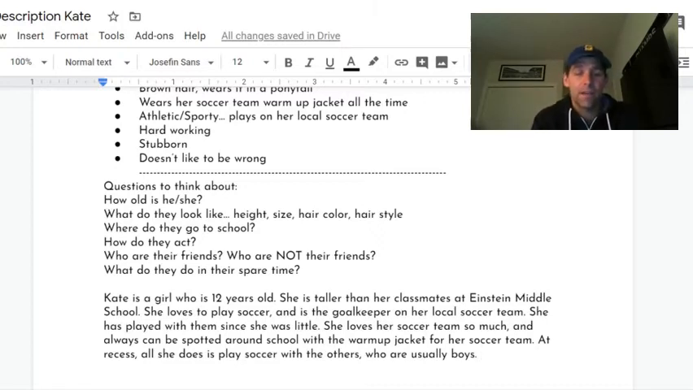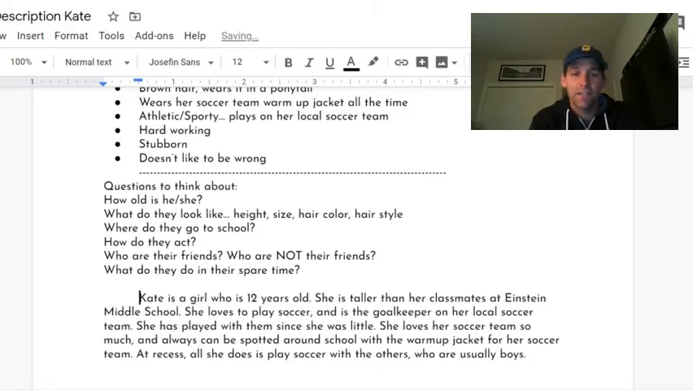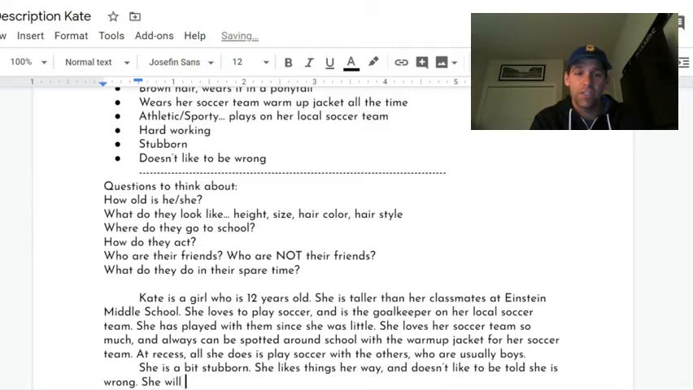Now, in this case, I've already gotten a number of sentences here, so I probably want to go and make a second paragraph. So as I hit enter, it gives me another paragraph here. She is a bit stubborn. She likes things her way and doesn't like to be told she is wrong. She will keep trying something until she gets it right. So there's a number of different things in here.